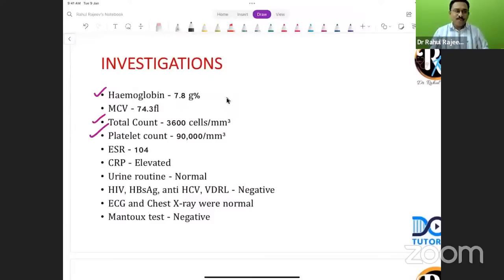Aisha Hana, any history of bone pain? No history of bone pain. Okay, so there is a pancytopenia. So it's very clear that there is a pancytopenia. And the ESR is raised. Pancytopenia with raised ESR.